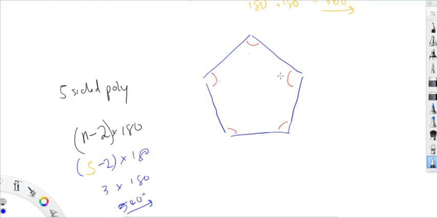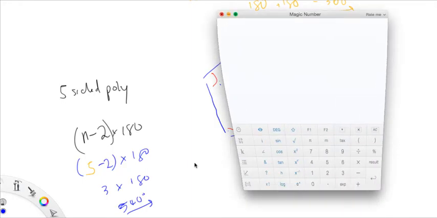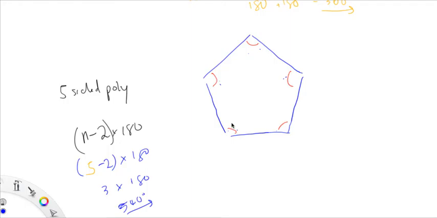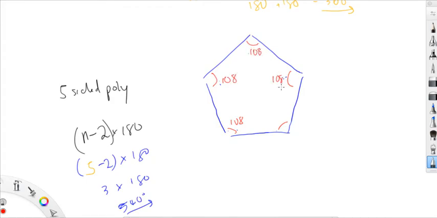So each of these corners added up together will give you 540 degrees. So how much is one corner? Well, you're going to go 540 divided by 5. 108. So each angle is 108 degrees. Just like the square, each angle was 90 degrees. Cool. And all of those 108 degrees added together will give you 540.